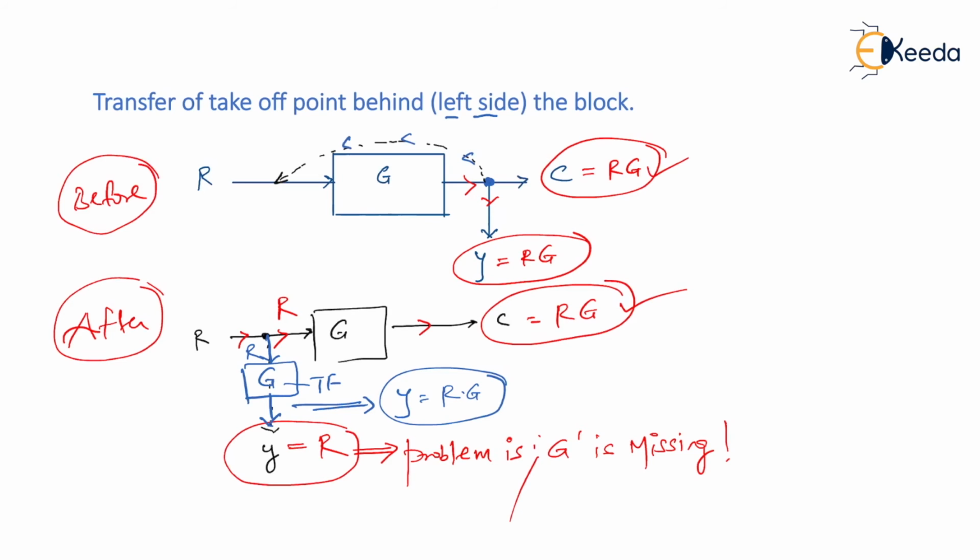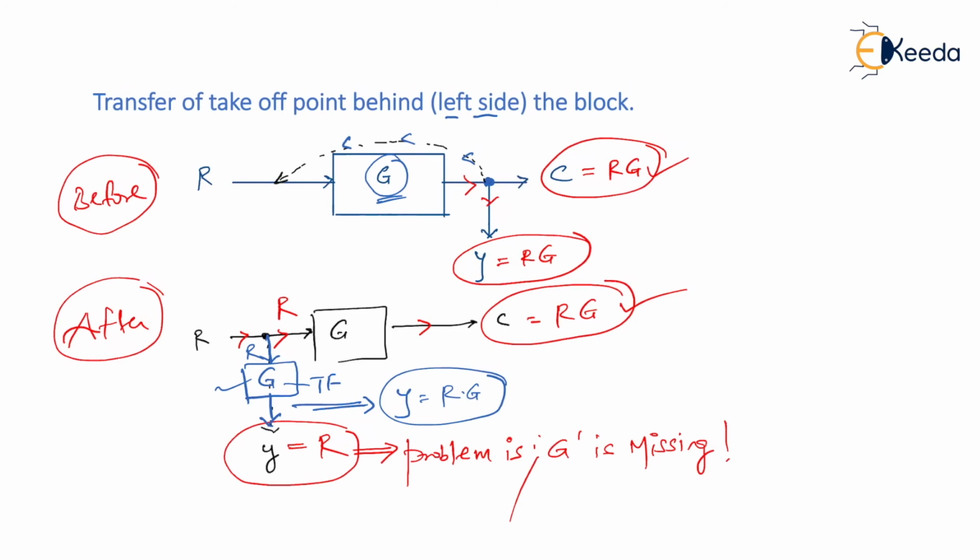As you can see, since you were shifting with respect to which block? G. Then we add G. Suppose the transfer function of this block was G1 G2, then we would have added G1 G2 here. I hope you understood this. So now you can write the rule. Whenever you are trying to shift a takeoff point behind the block, you have to add an extra block after the takeoff point having transfer function same as that of the block behind which you are trying to shift. I hope you got the statement.